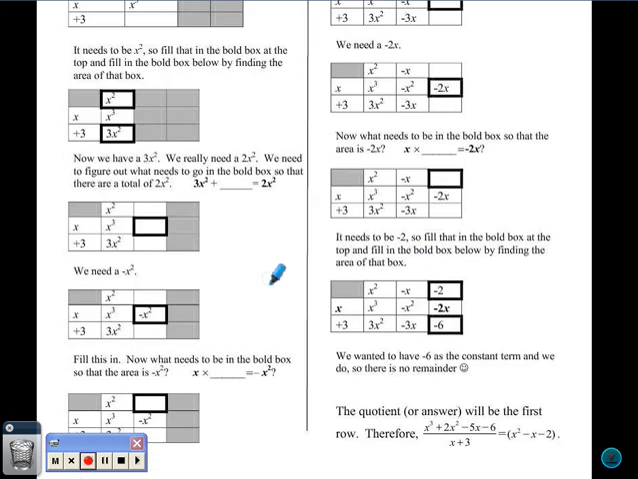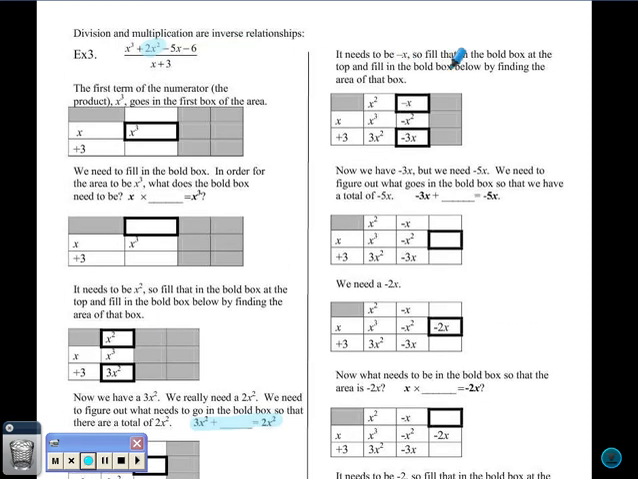So if we really need a 2x squared, how could we get 3x squared plus blank equals 2x squared? Well, a negative x squared. So if we have negative x squared, the only way to get that is if this term on top is negative x. If this is negative x, we're able to multiply these two and get negative 3x down over here.